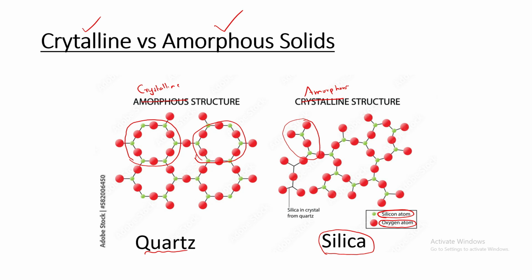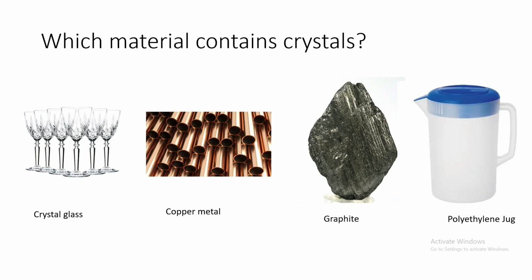Our focus will be on crystalline solids. So let us look at this example. Which of these materials contains crystals? The first one is crystal glass, then you have copper metal, then graphite, then polyethylene.